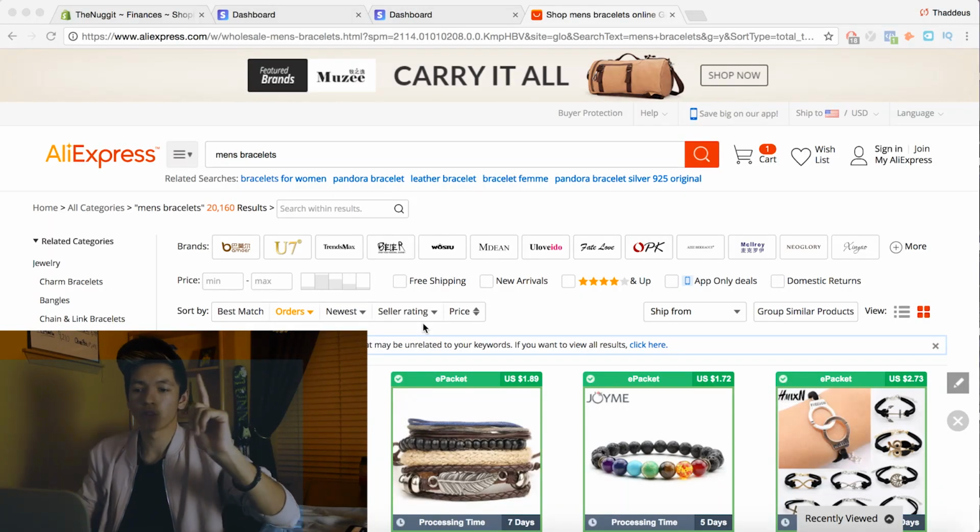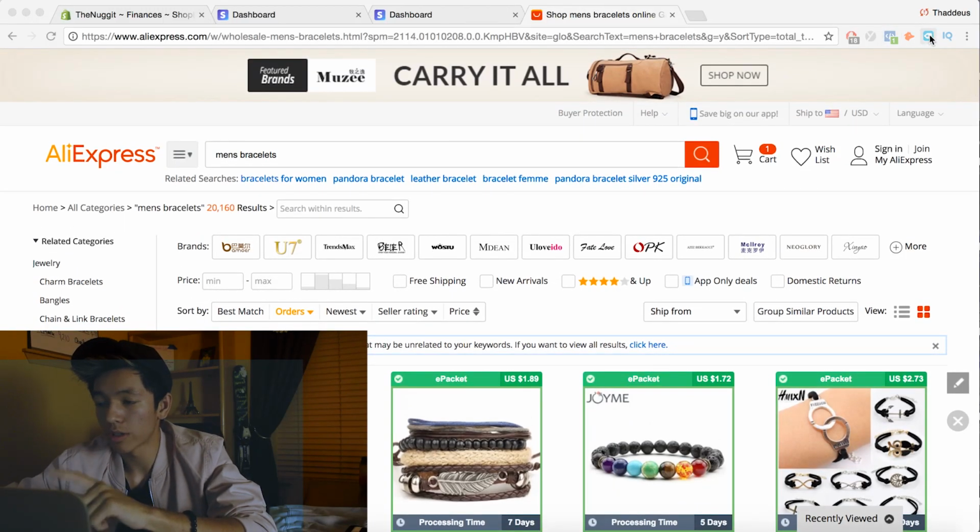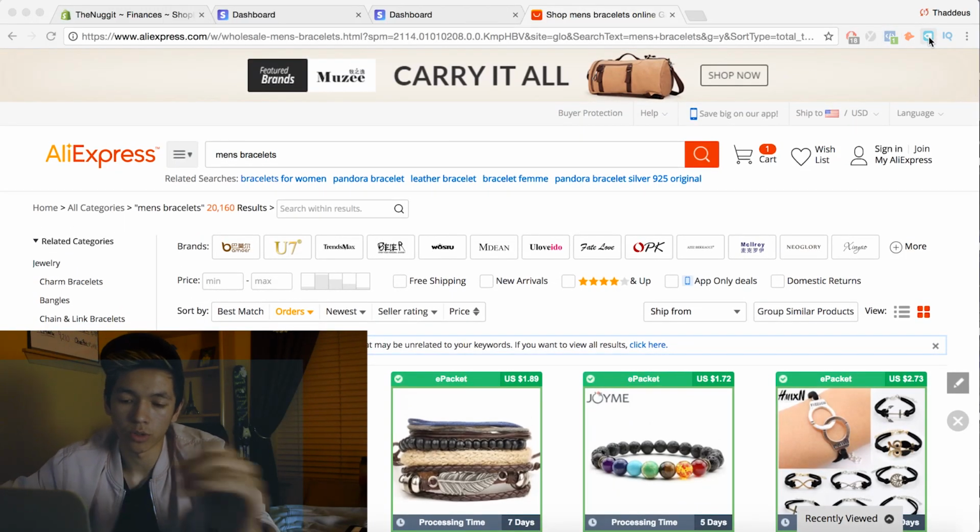Now, how do you find the exact products that you want? That's where we're gonna hop into the laptop here and peep the screen, all right? Sweet, okay. So now we are seeing the screen. We're on AliExpress right now. We have the Oberlo extension installed, which you always want, so you wanna be on Chrome for this.